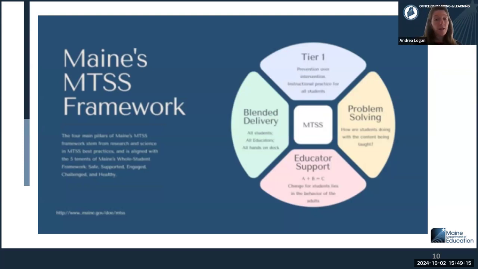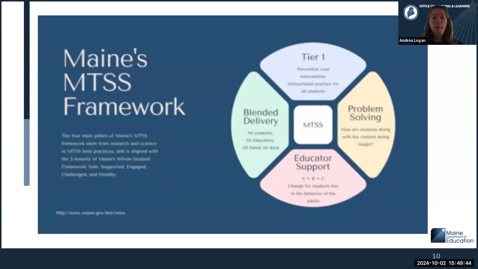The third is blended delivery. We believe that it's all students, all educators, all hands on deck, all the time. And really looking at how can we be sure that if we are a BAR school and we're using PBIS and we're using Second Step, how do we blend these models together to maximize their impact and create cultures and climates of learning that all students have access to?